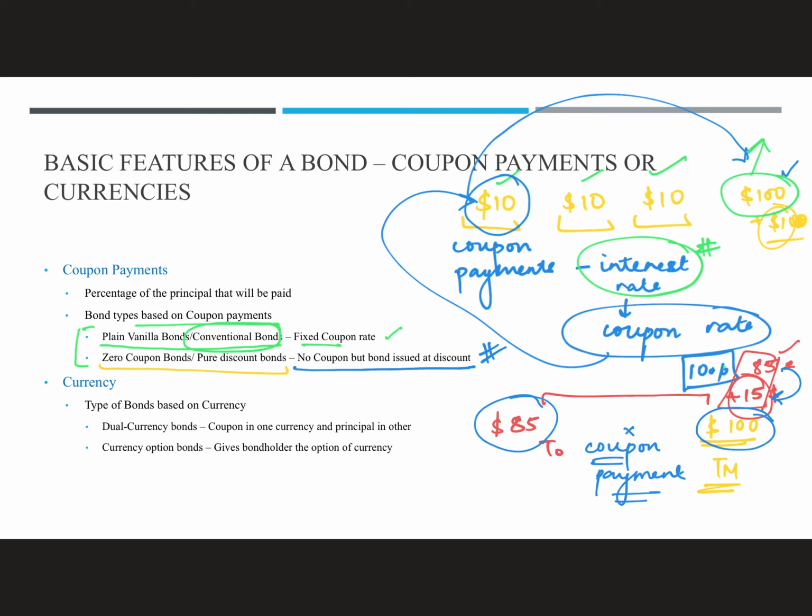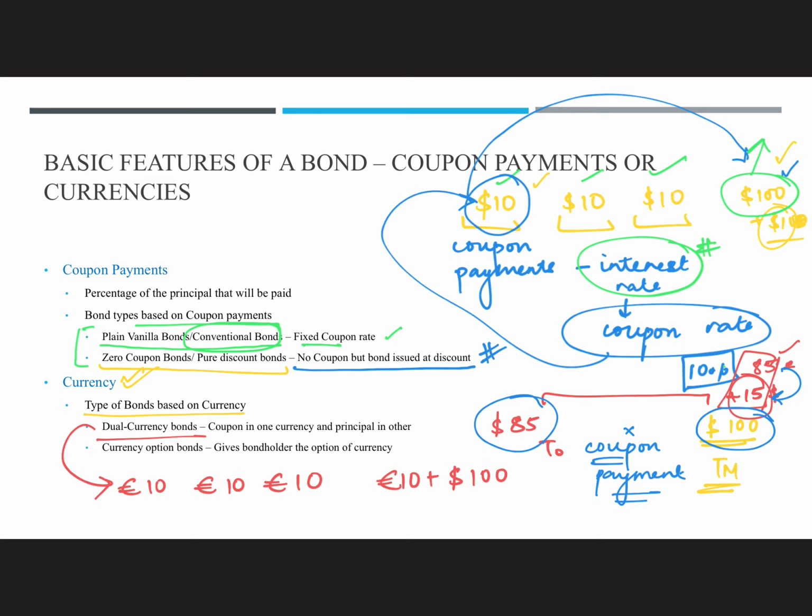And the last characteristic that we should look at is the currency. It's essentially the currency in which you'll be receiving your coupon payments, and the currency in which you'll be receiving your principal payment. There are certain kinds of bonds called dual currency bonds, in which your coupon payments are given to you in one currency and your principal is given to you in another currency. Let's say your coupon payments are given to you in euros, so you're given 10 euros, 10 euros, 10 euros, and then your principal payment is given to you in dollars.